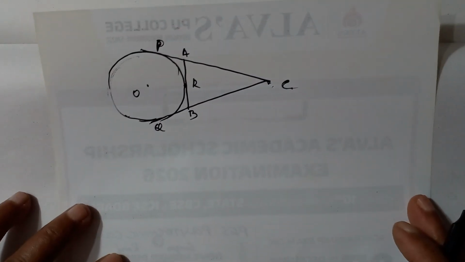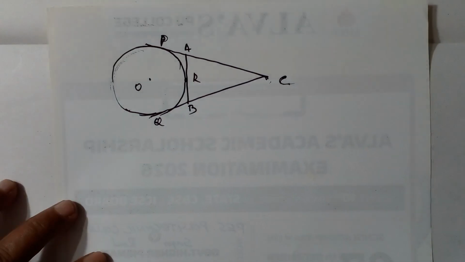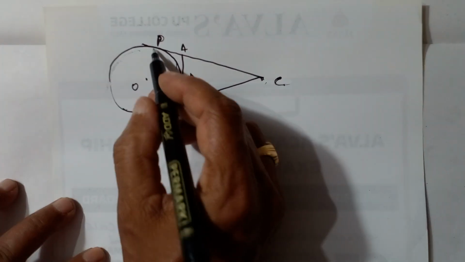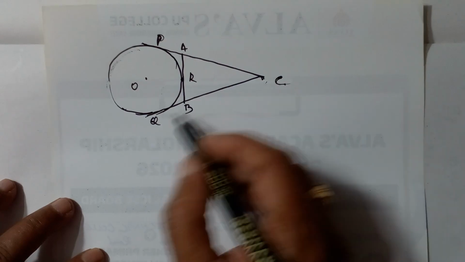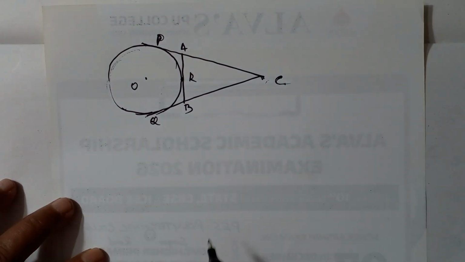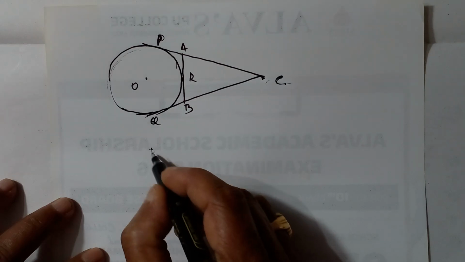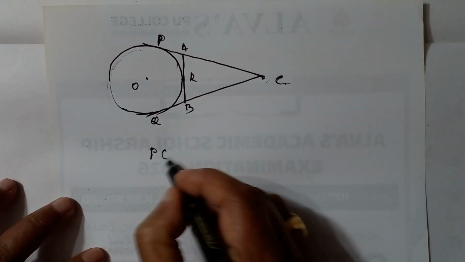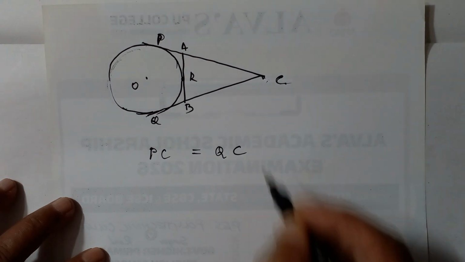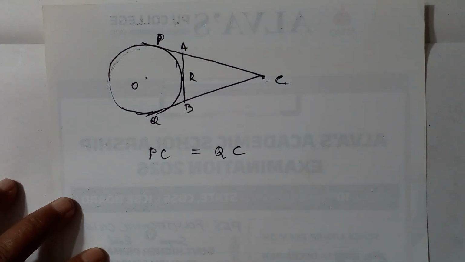You studied in the circle chapter that the lengths of the tangents drawn from an external point are equal. So first I want to write CP and CQ, they are equal. The lengths of tangents are equal. So PC is equal to QC.